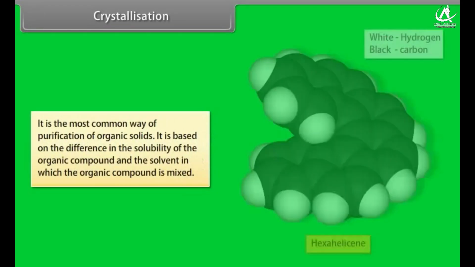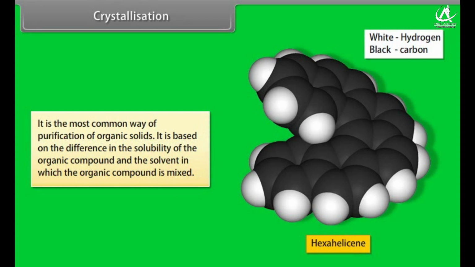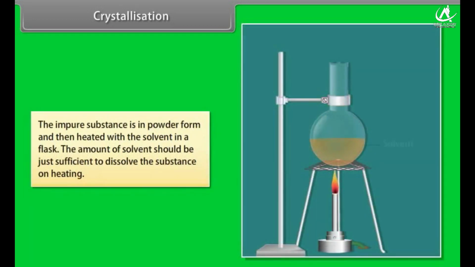Crystallization. It is the most common way of purification of organic solids. It is based on the difference in the solubility of the organic compound and the impurities in the solvent in which the organic compound is mixed. The impure substance is powdered and then heated with the solvent in a flask. The amount of solvent should be just sufficient to dissolve the substance on heating.